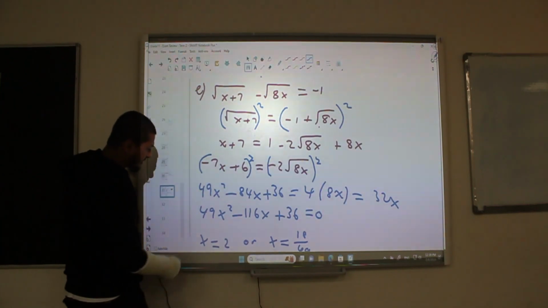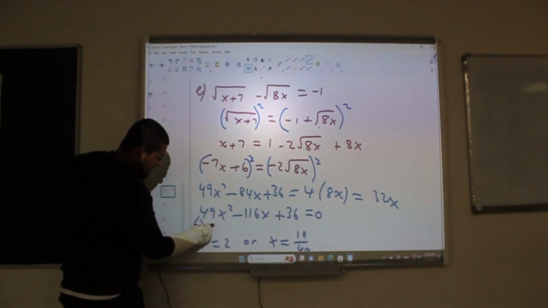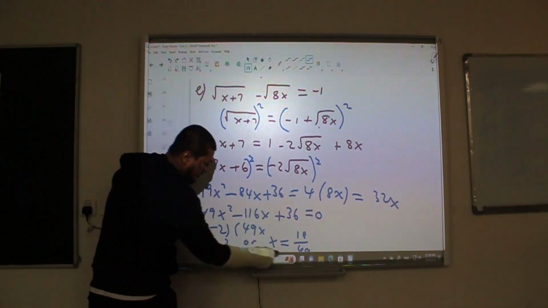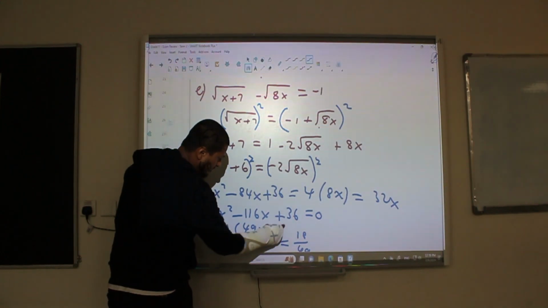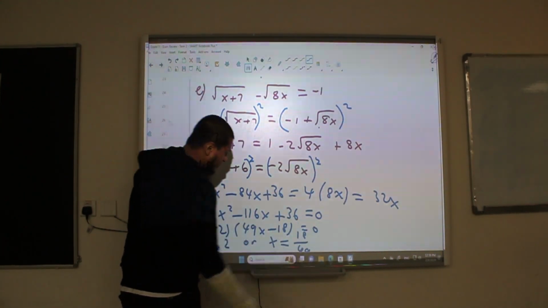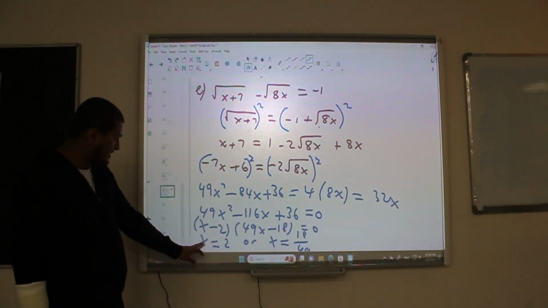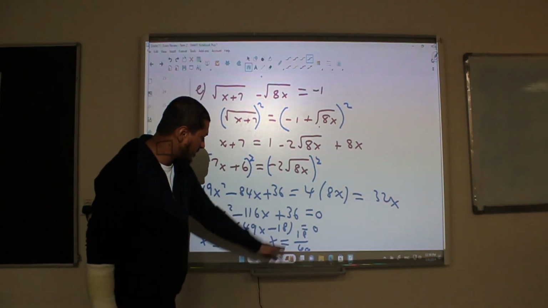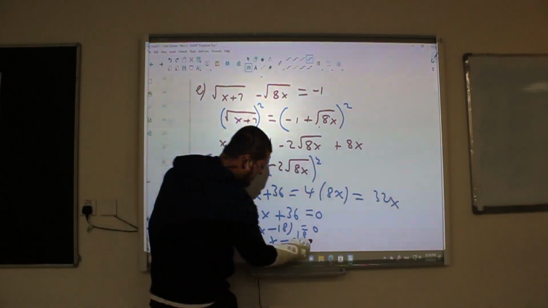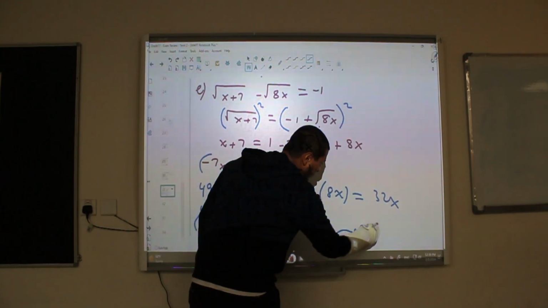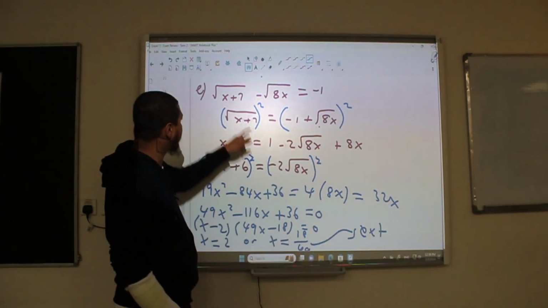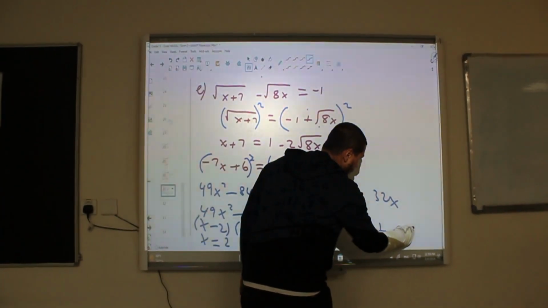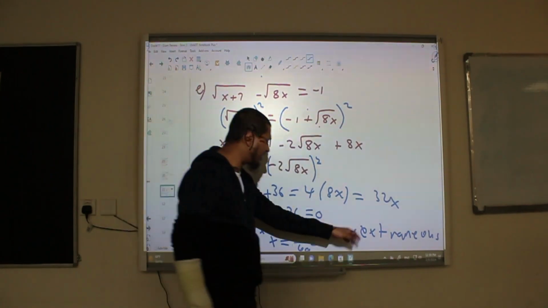Now because I'm getting 18 over 49, that should just be x minus 2, and the other factor should be 49x, because 49 times x, and then bring the 18 over, so minus 18 is equal to 0. What we will find is that x equals 2 will work in the original, but x equals 18 over 49 will be extraneous. Because if you substitute 18 over 49 on this side, you will never get a negative 1 with this side on it. That will be an irrelevant solution.